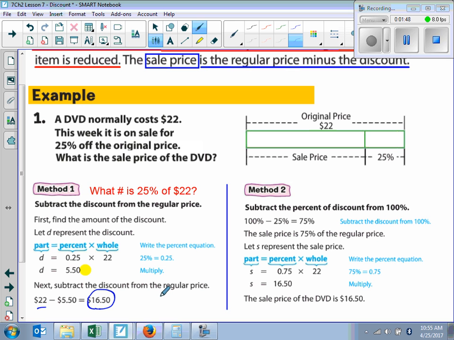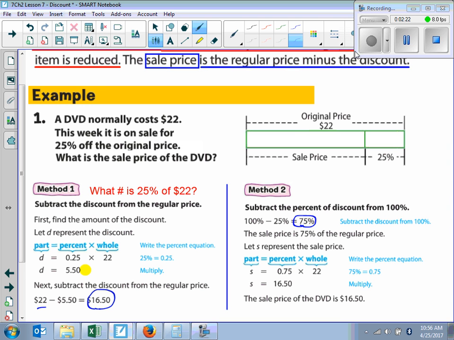That's method 1. Now, method 2 is when you are going to subtract the percent of the discount from 100%. Here, if we're getting 25% off, what percent are we actually paying? If it's 25% off, we're paying 75%. Does that make sense? So that's 100 minus the 25. That's how much we're actually going to be paying as a 75%.